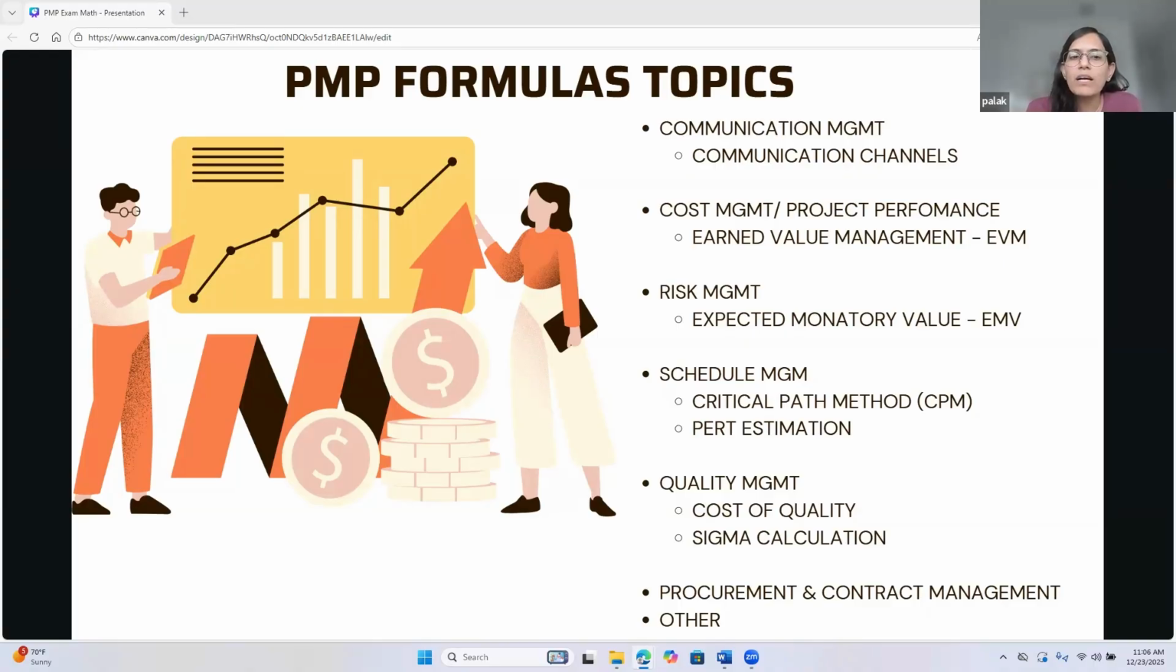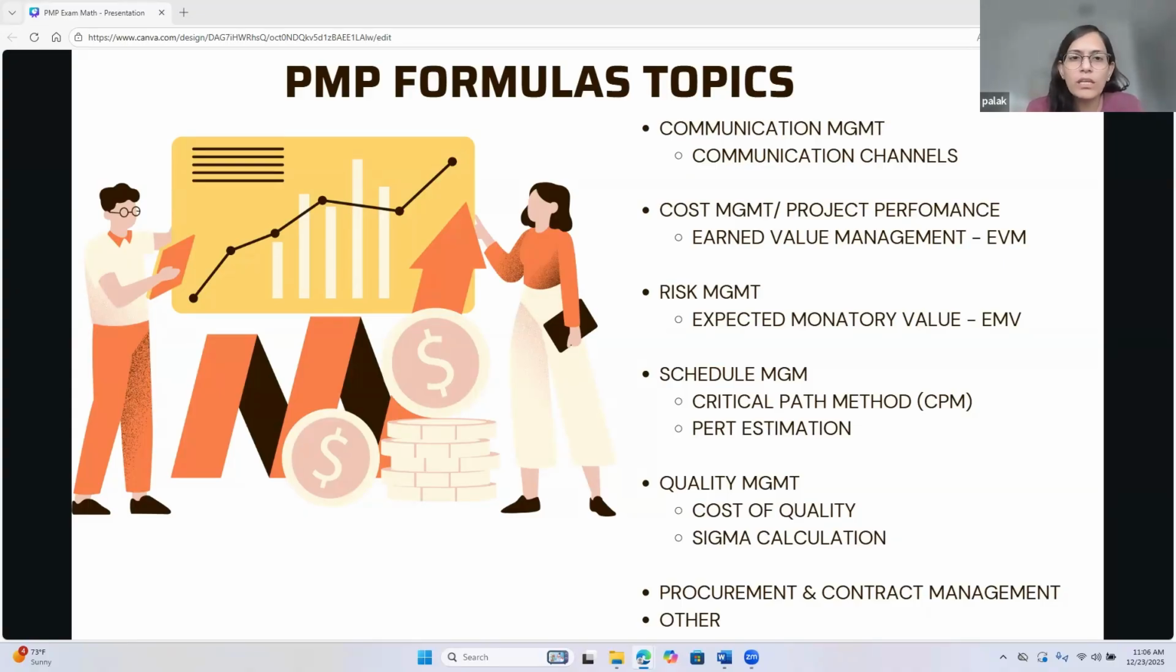So think of formulas as tools in a toolbox, right? You don't use all tools every day, but you need to know which one solves which problem. So which formula you need to use for a given question. We will break this PMP Math into a few clusters here, as you see on the screen: communication management, where you will need to know the communication channels, then cost management, risk management, schedule management, and so on.